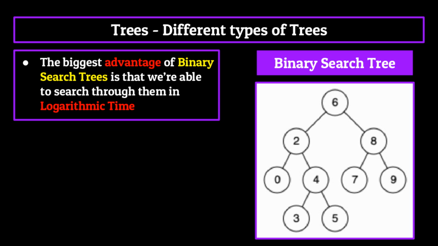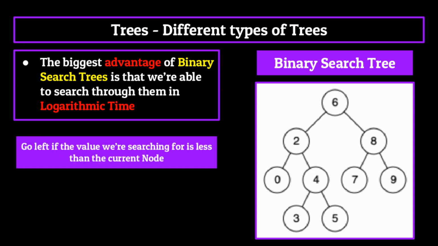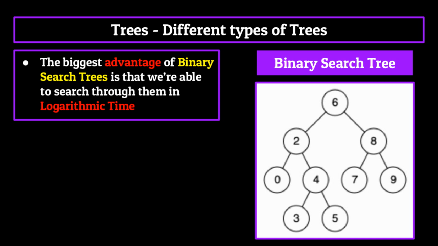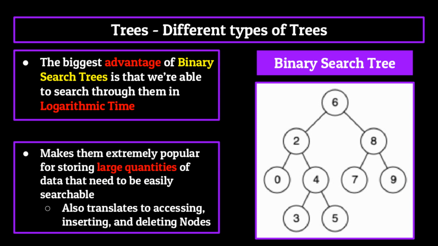It works like this. All we have to do when searching is tell the computer to go left if the value we're searching for is less than the current node, and right if it's greater than the current node. We can then wash, rinse, and repeat this strategy until we find our desired node. This makes binary search trees really popular for storing large quantities of data that need to be easily searchable. Of course, this also translates to inserting, deleting, and accessing elements within the data structure, but for the most part, searching efficiency is what really sets the binary search tree apart from the rest.